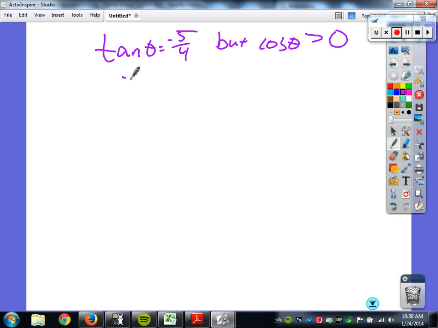He's positive in 3, so he's negative in 2 and 4. Where is cosine positive? 1 and 4, right? That was given to us, but do you understand where they're negative at? Once again, all students take calculus, so tangent's positive in here, so therefore he's negative here, hence 2 and 4. Cosine is positive right here, so that's 1 and 4. Where do they share? 4. So therefore this angle is in quadrant 4.